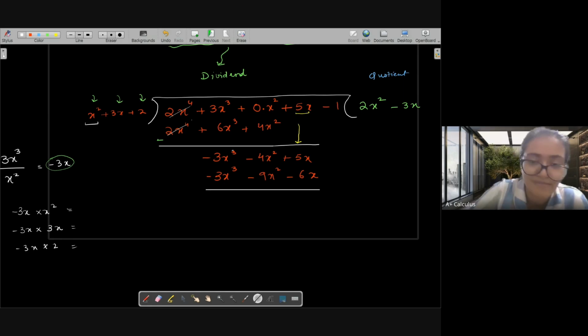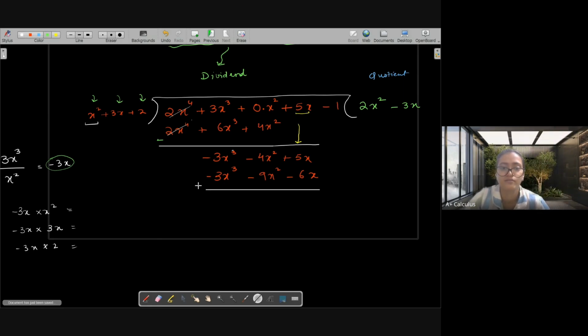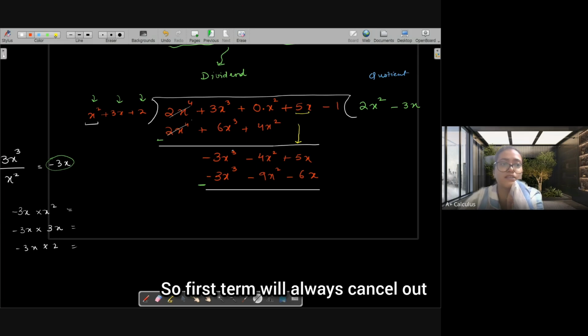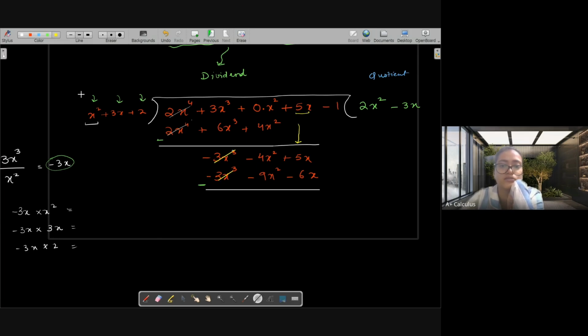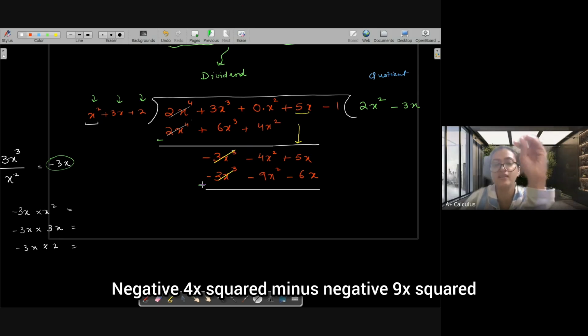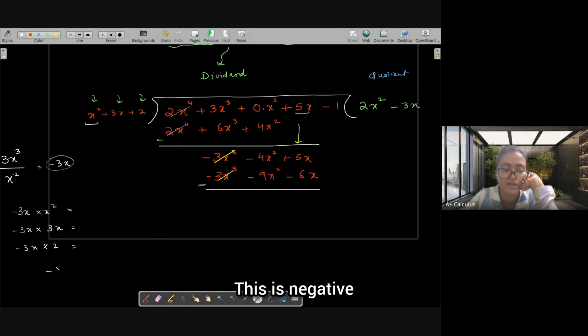So next step is again subtraction. Yeah, it cancels out. So first term will always cancel out. Then negative 4x squared minus negative 9x squared. This is where you have to be really careful.